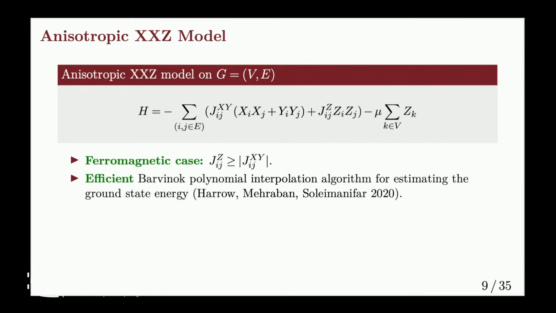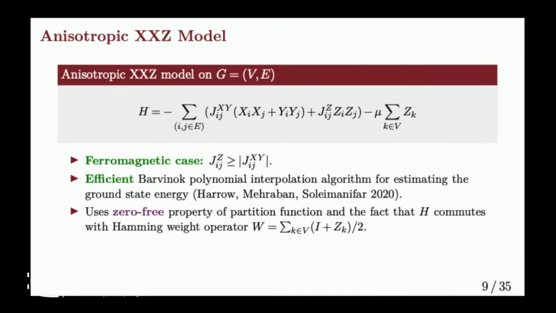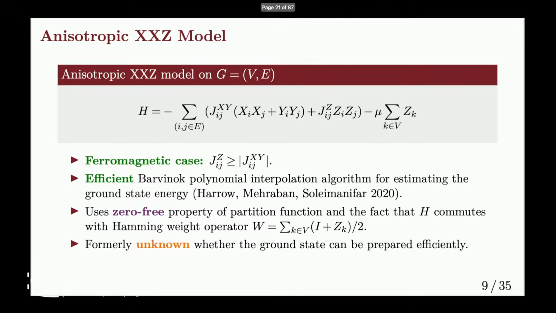And there's a polynomial interpolation algorithm for this model from Haro, Mehraban, and Soleimanifar. This is a really great paper that we take a lot of inspiration from. And the technical thing that lets them get this efficient algorithm is that the partition function has a large zero-free radius in terms of the magnetic field, and also that this Hamiltonian commutes with the Hamming weight operator. Those are two technical properties that they need for their efficient algorithm. Formerly, it was unknown whether these ground states could be prepared, but I'll say more on that when we get into our results.